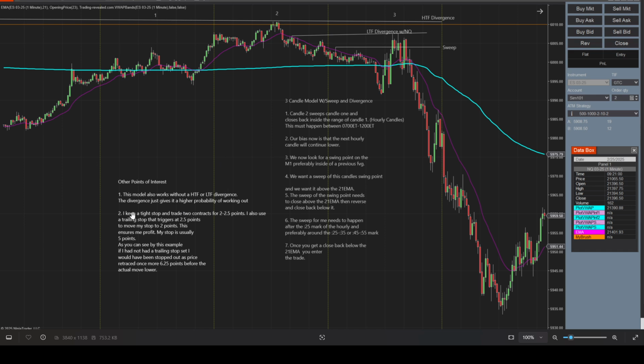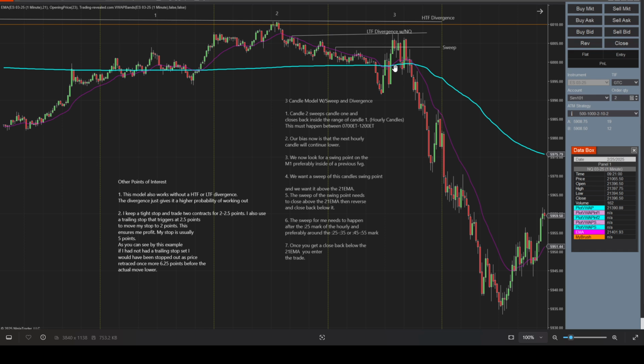So I keep a tight stop. I trade 2 contracts. This is a 50K eval or 50K PA, either one. I'm trading 2 contracts, and I have a static stop of $500, 5 points. And I set a trailing drawdown at 2.5. So once it reaches 2.5 points, my trailing drawdown is triggered and my stop moves to 2 points in profit. So it's 2 ticks behind.